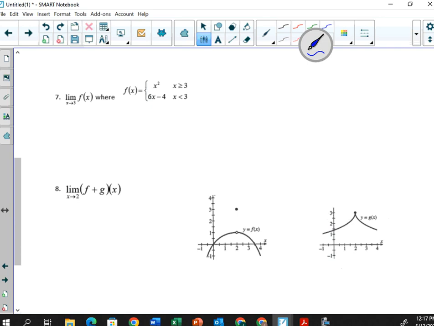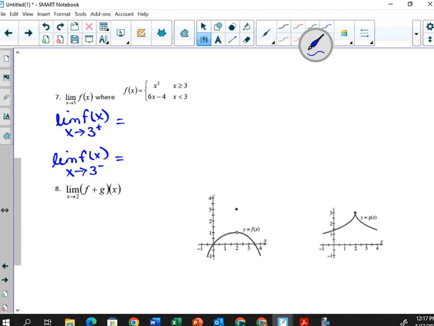All right, let's look at number 7. This says limit as x approaches 3, but then I give you a piecewise function. So remember graphically how we would look from the left and from the right and see if the people ran into each other? You're doing that, but you're going to do that algebraically. So we're going to look at the limit of f of x as x approaches 3 from the right and figure out what that is, and the limit of f of x as x approaches 3 from the left. So you do both of them? Yep, because we need to know if the left and the right match.